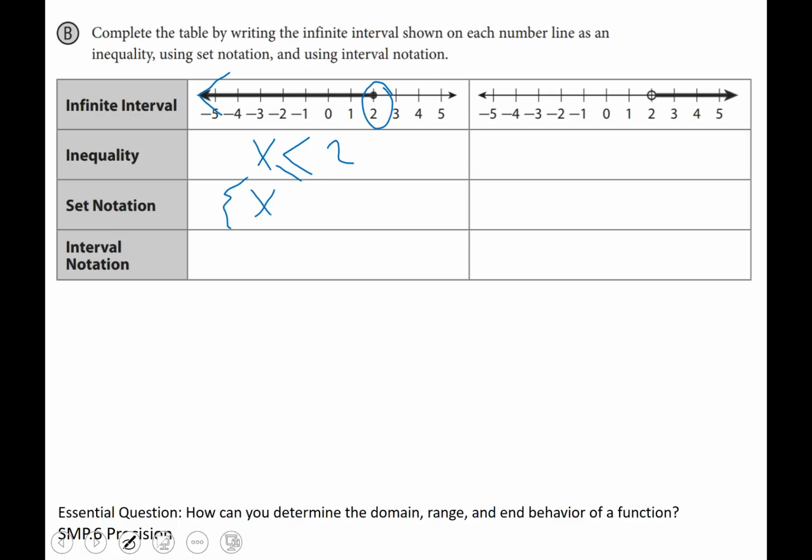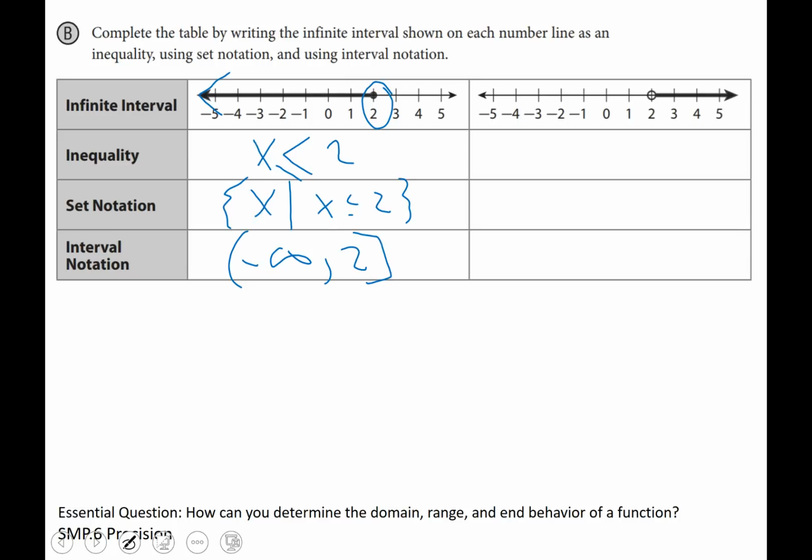The set notation is the x bar with the same inequality. And then the interval notation, because it's got an arrow, whenever it's got an arrow, that's an infinity. And because it's on the negative side, it's -infinity to 2, and the 2 would be a closed bracket because of the closed dot.